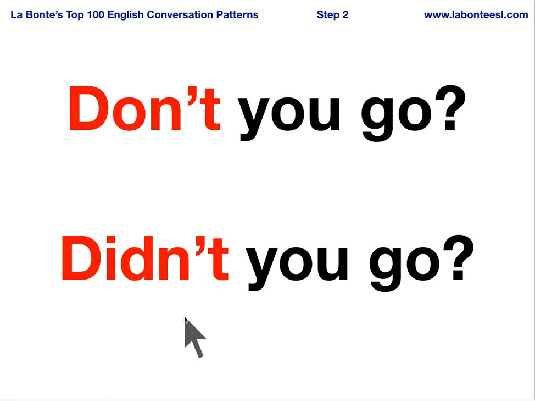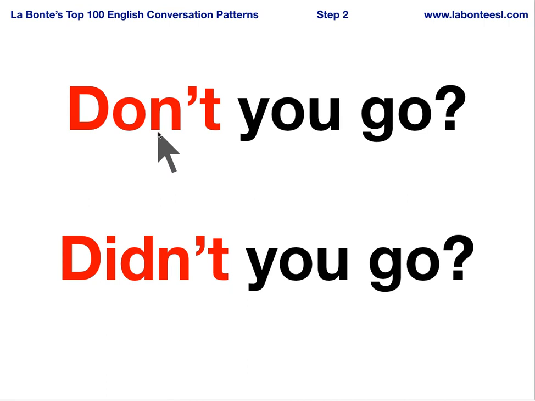Then, after I have them repeat it so that they can get their mouth used to saying these things, I will give them the Korean, and they will have to give me back this in English. So I'll say, didn't you go in Korean? And they'll say, didn't you go? Didn't you study in Korean? They will give me, didn't you study? If I say to them in Korean, didn't you eat? And ask them to translate it, and they go, don't you eat?